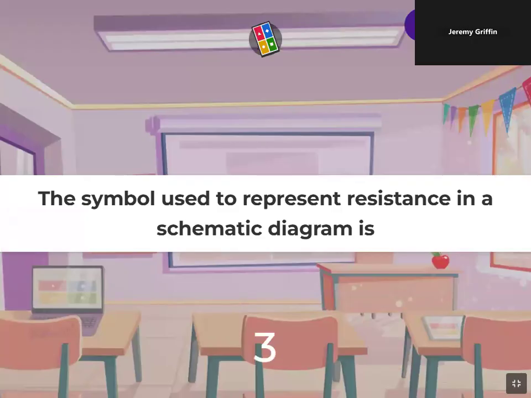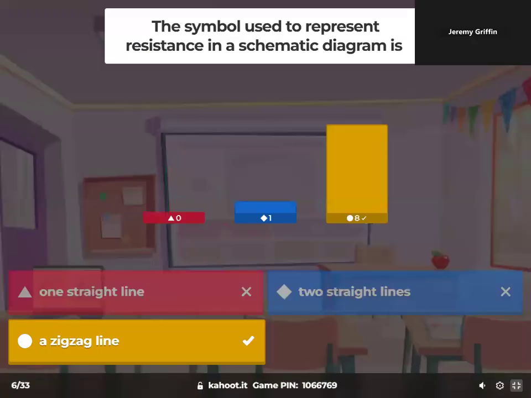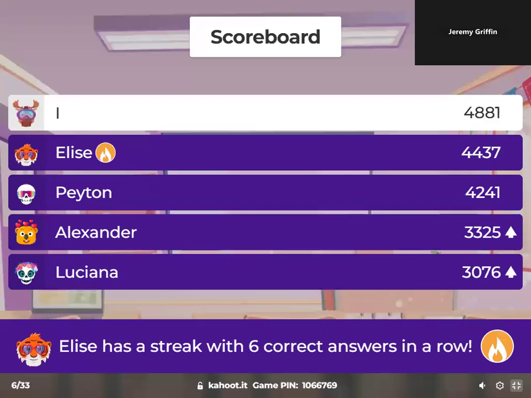The symbol used to represent resistance in a schematic diagram. Zigzag. There you go. So you see lots of zigzags on these schematic diagrams. Those are resistors. Right. Got Luciana, Alexander, Peyton, Elise, Bruce the First.